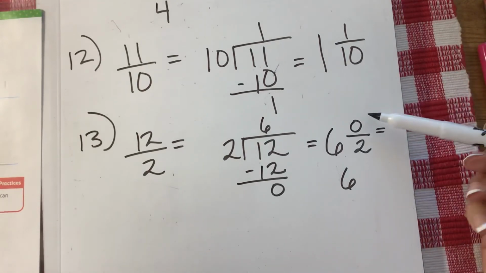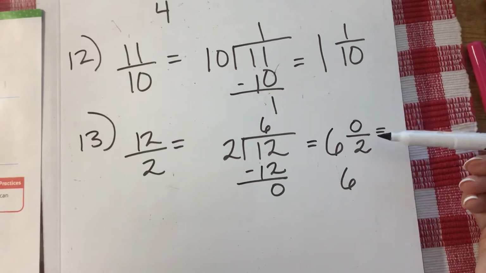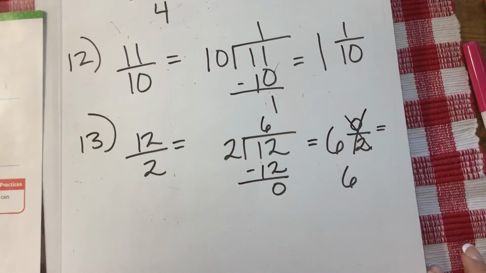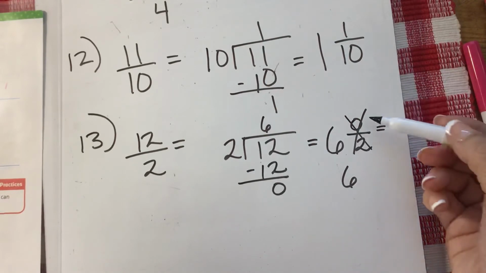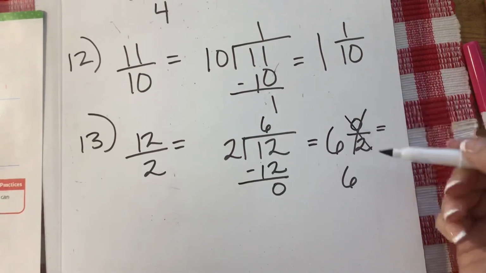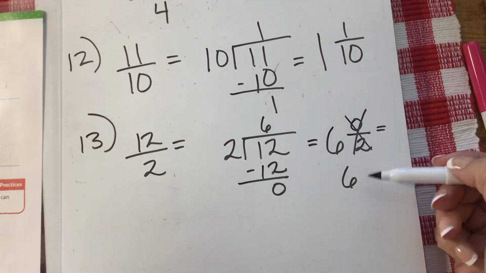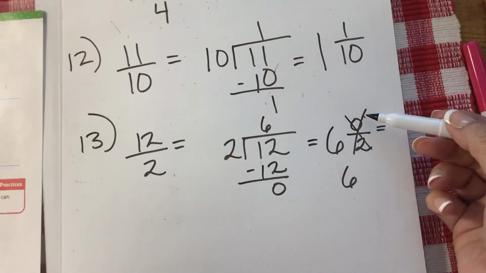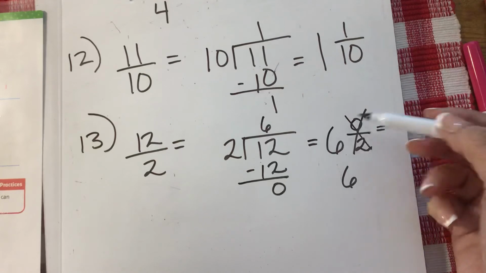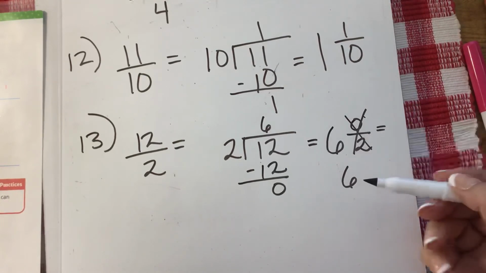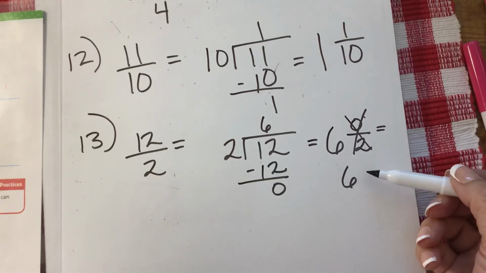Whenever you have a fraction with a 0 as your numerator, this is nothing. That doesn't even exist. So your answer is just 6. Now, if you had 1 over 2, yes, then that would count as something. Then it would be 6 and 1/2. But if you have a 0 in the place of the numerator, you're done. Any fraction with a 0 in the place of a numerator is equivalent to nothing. So my answer here is simply 6.